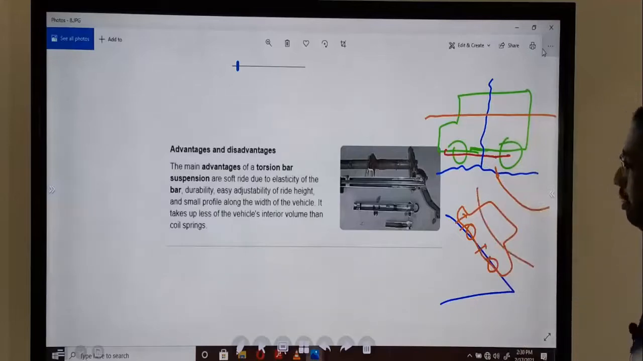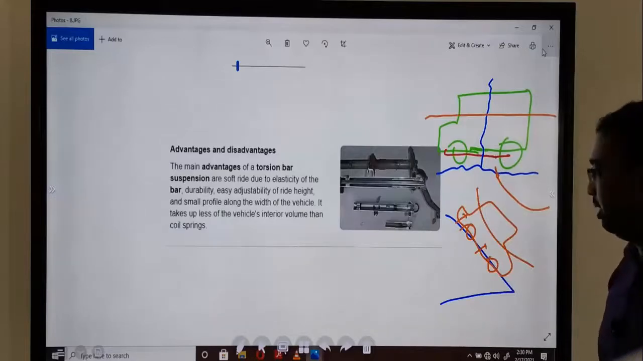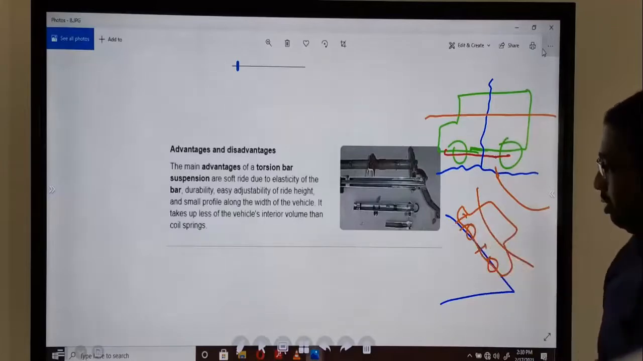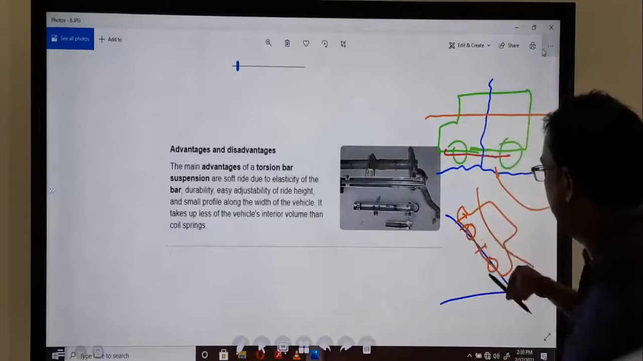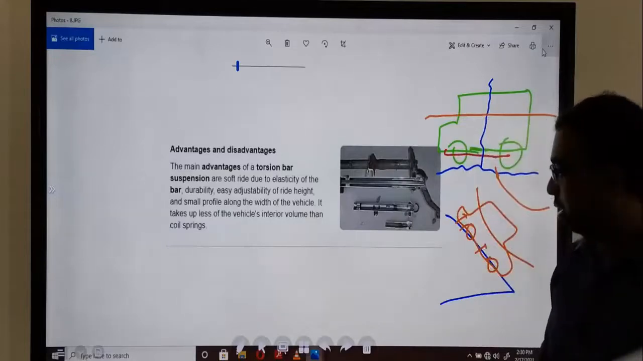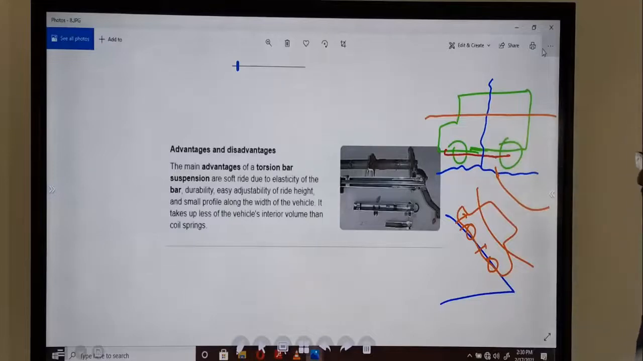The frame or chassis of the vehicle is prevented from this stress, bending or anything, because of these two parallel bars. These two parallel torsion bars reduce that stress.